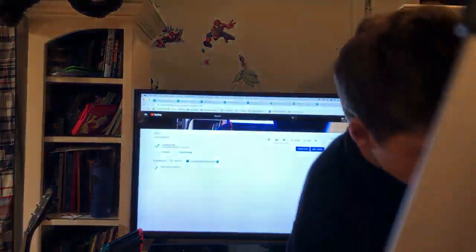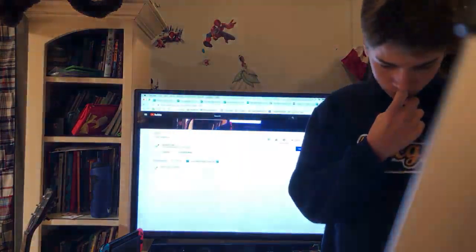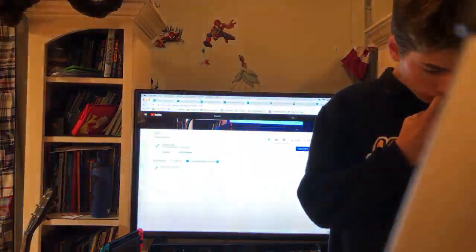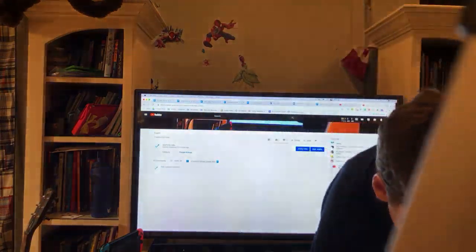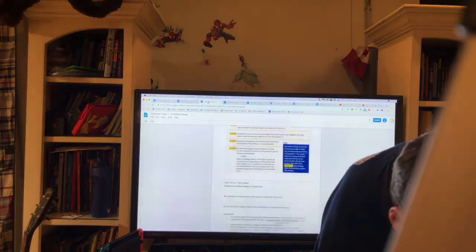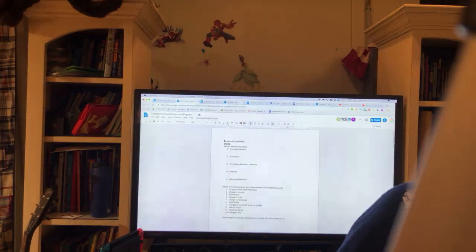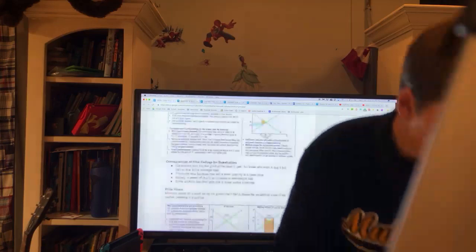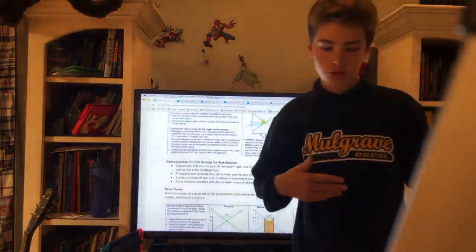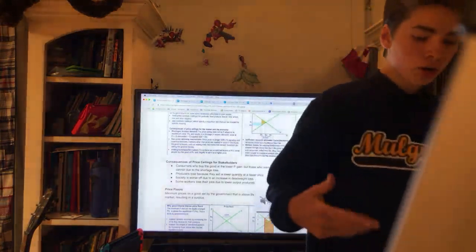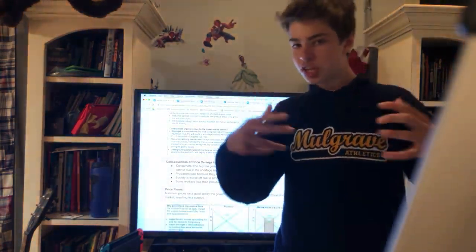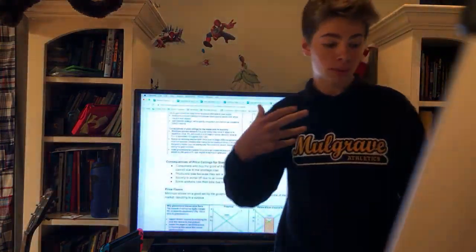Okay, so let's continue on with what we were working on. Where were we here? Okay, so we were explaining the consequences of price ceilings for stakeholders here. Basically, stakeholders being consumers, producers, the government, and society. Those are the four stakeholders that we have in microeconomics right now.